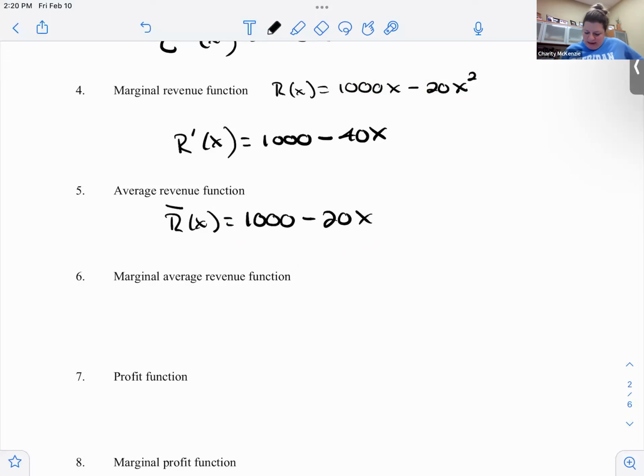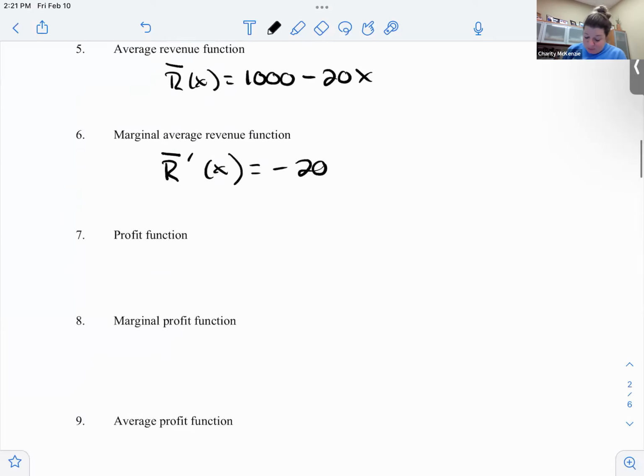So marginal, now I want the average function, but take the derivative of it. So 1000 goes away. I just have -20. Oh, that does not look good. The marginal average revenue. I don't know what business we're in, but we should not be getting negative revenue. Could you imagine what our profit's going to be if our revenue is negative? That's our money coming in is negative. Yeah, that's not very realistic. Okay. All right, give me just a sec.